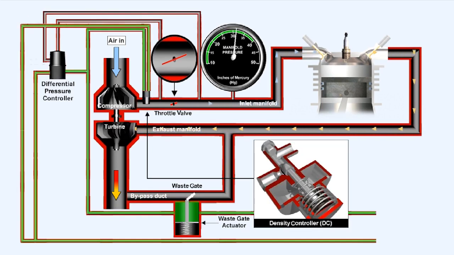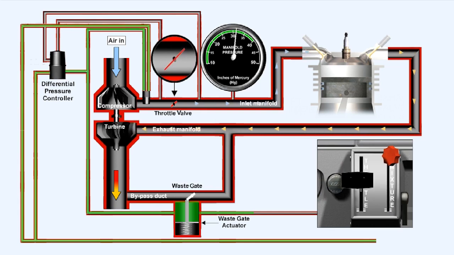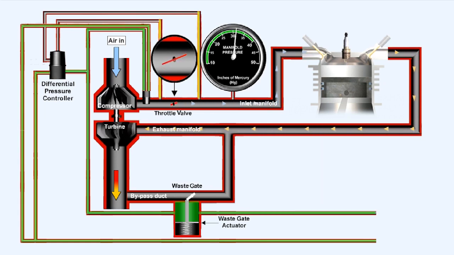This diagram shows the differential pressure controller and a density controller being used to control the position of the wastegate. This is a more sophisticated system than that which simply uses the absolute pressure controller. The differential pressure controller is used to reduce the compressor output pressure during partial throttle operation. The differential pressure controller senses the pressure drop across the throttle.